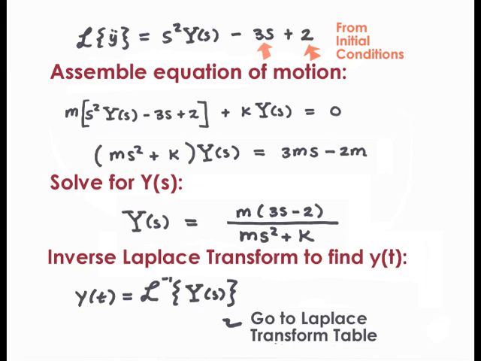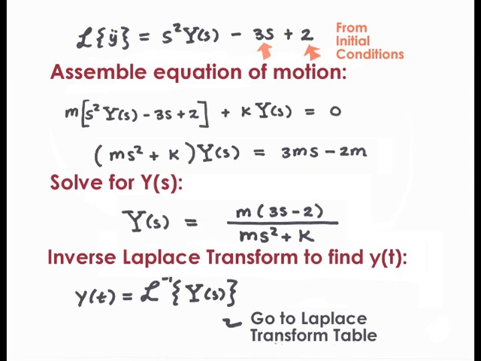We'll now substitute that back into our differential equation after Laplace transforming, and we'll have m times the quantity s squared Y of s minus 3s plus 2. Of course, that's the Laplace transform of y double dot, plus k times Y of s is equal to 0. Now this is the differential equation with the initial conditions also present after Laplace transforming. And you note it's now an algebraic equation. We can do algebra on this. We can move terms around. There are no differentials anymore.